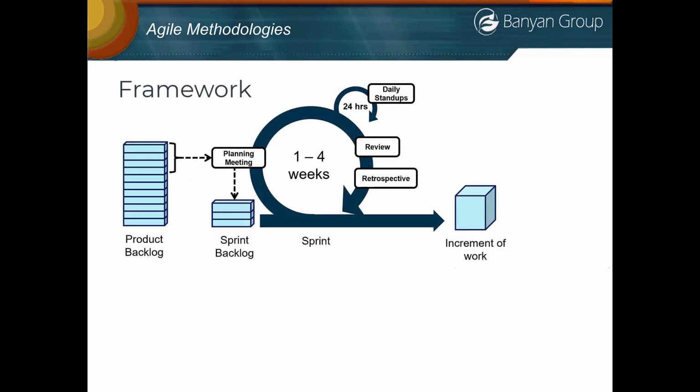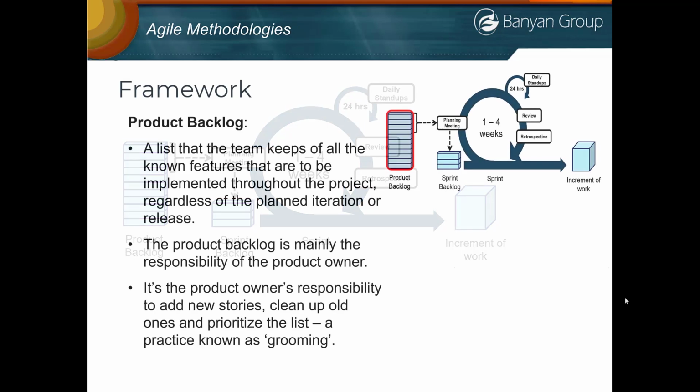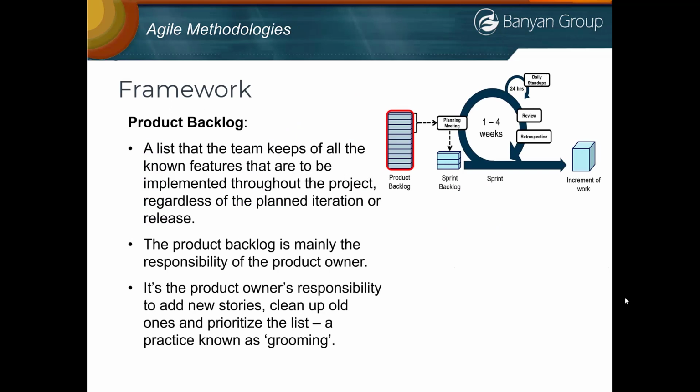This is what the framework looks like, and we'll go over each part of the framework in the next few slides. Now let's talk about the product backlog. This is a list that the team keeps of all the known features that are to be implemented throughout the project. This list represents everything they think needs to be done at that point in time. It can evolve. That list may change over time, but at that point in time, it's everything they think they need to do. The product owner is the one who is primarily responsible for the product backlog.